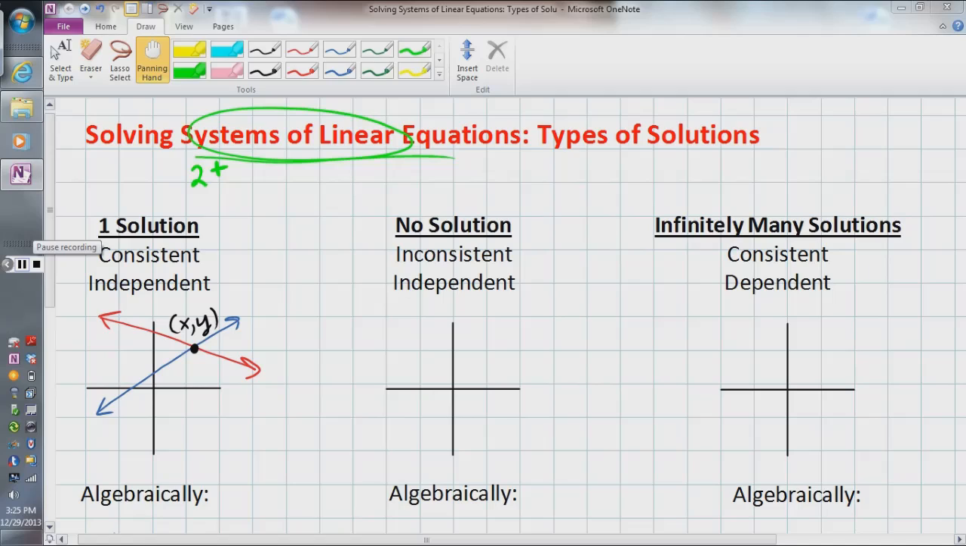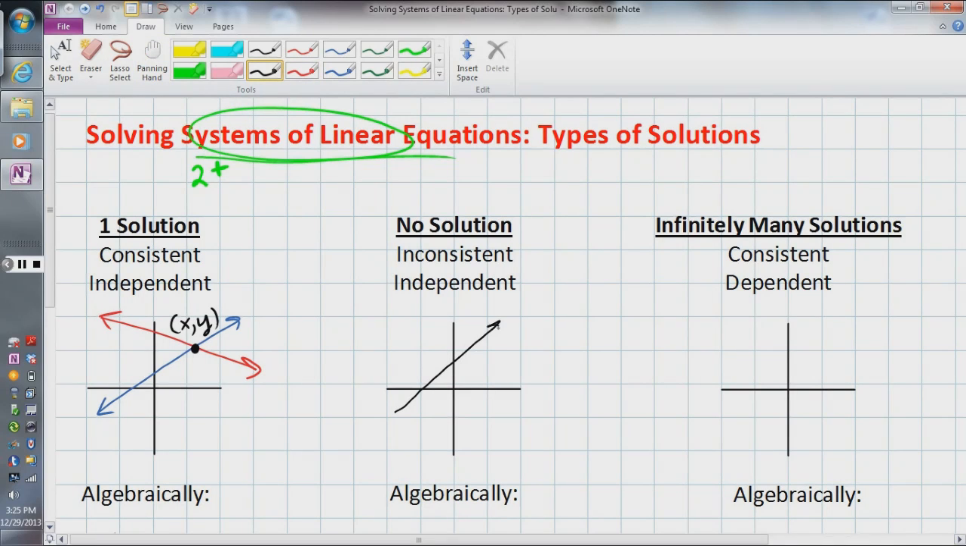The next scenario is that we have a system that has no solution. If we have a system that has no solution, essentially what that means is our two lines will never intersect. In other words, they're parallel.